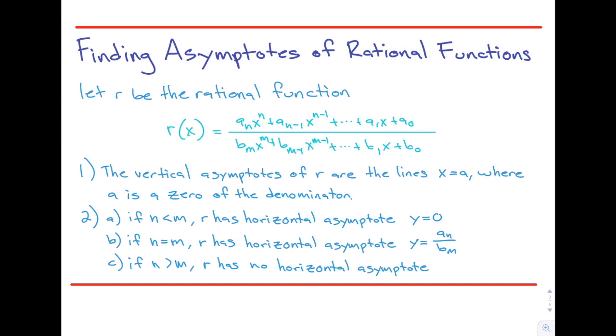If the degree of the polynomial in the numerator and the degree of the polynomial in the denominator are the same, then the rational function has a horizontal asymptote y equals a sub n over b sub n, which is just the leading coefficient of each of those polynomials. Now, if n is greater than m, we say that r has no horizontal asymptote. This is true, but it's only part of the picture. The punchline is that it doesn't have a horizontal asymptote, but it will have a slant asymptote. So let's do a little exploration now.